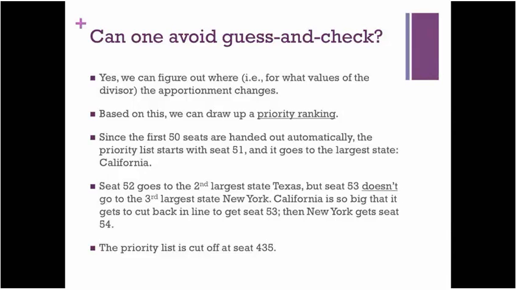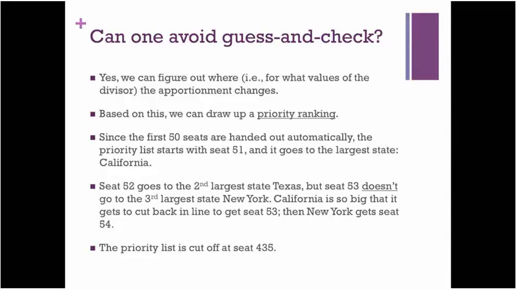What about if there's 52 seats? Well, then the 52nd seat goes to the second largest state, Texas. But if you had a 53rd seat, it doesn't actually go to the third largest state of New York. California is such a gigantic state in population that it gets to cut back in line again and get seat number 53. And then New York will get seat 54. So you can make up this priority list and extend it as long as you like. You just happen to cut it off at the size of the house that you want, which is 435.